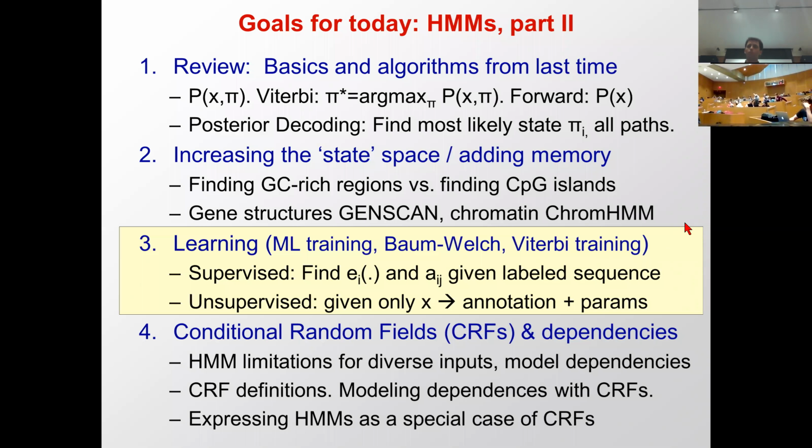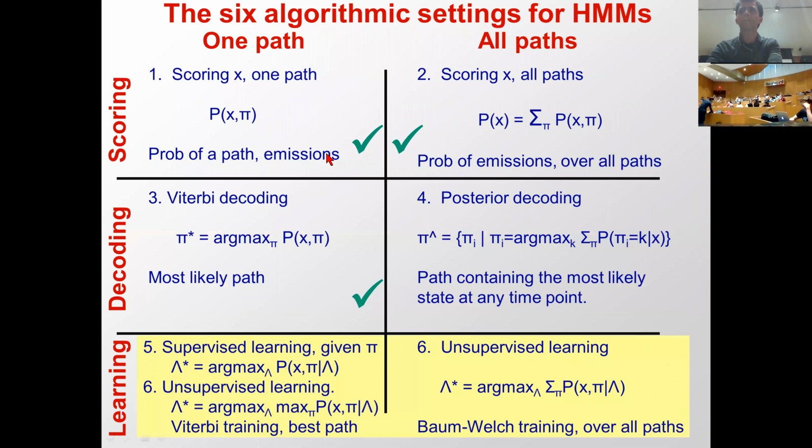So we have so far seen the top parts of these algorithms, basically how to score a single path and a single annotation, basically a single emission x and a single annotation pi path, how to find the best path, how to score x using all paths, and how to find the most likely state in every position, and then make some kind of primary path from that. We're now going to move to the bottom of these, and you know, from scoring to decoding to learning. And we're going to look at two modes, supervised learning and then unsupervised learning.